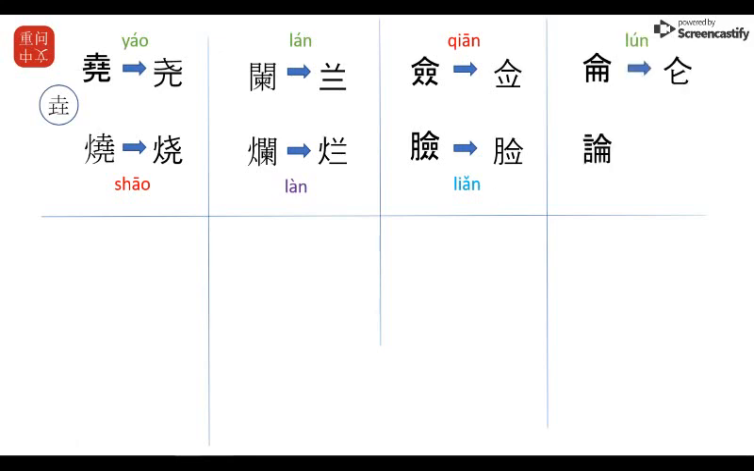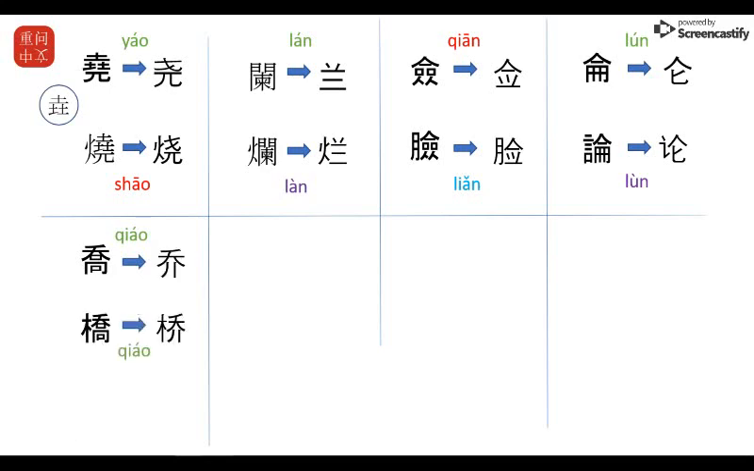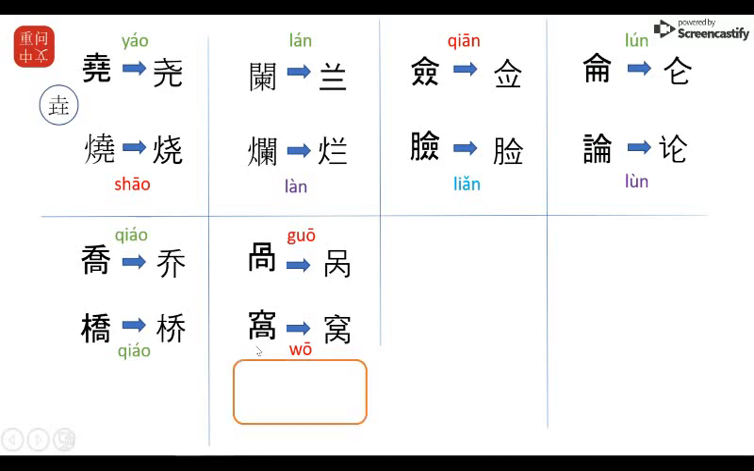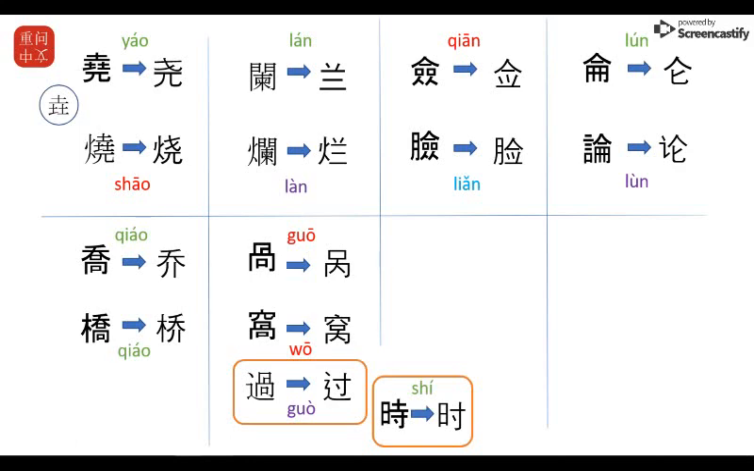Luan, you can see it in the character luan, like to discuss. Qiao, like in the character qiao, bridge. The character element that's been replaced is here on the right. Guo, like in the character wo, meaning nest. There is an exception to this simplification, which is the word guo, which has not been replaced by this element up here, but rather by its own replacement of Tuan. This Tuan has also been used to replace other character elements in other characters. For example, in shi, we can see here the Tuan has replaced a traditional character element.